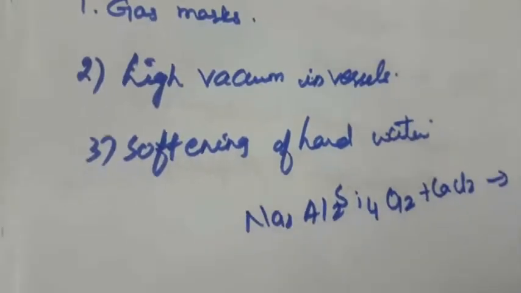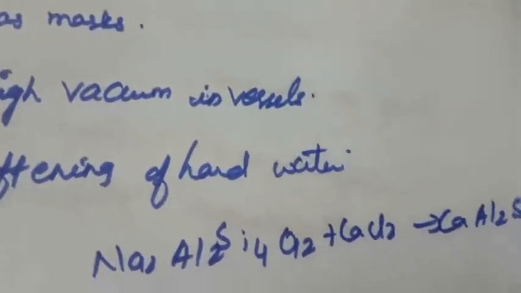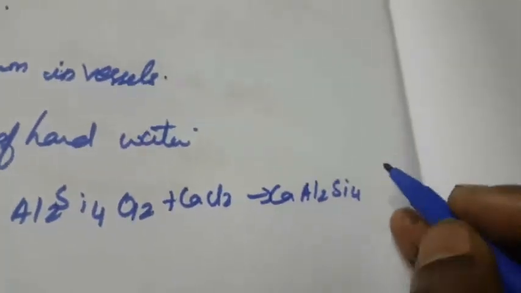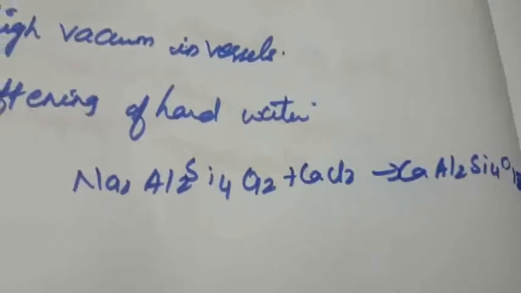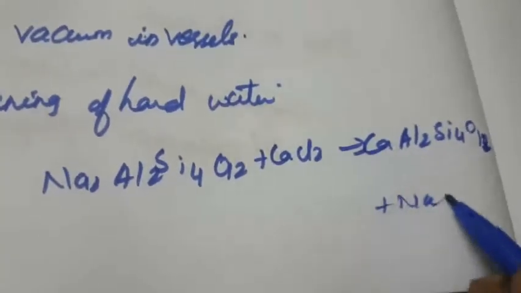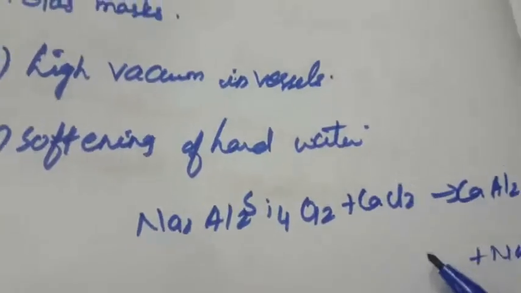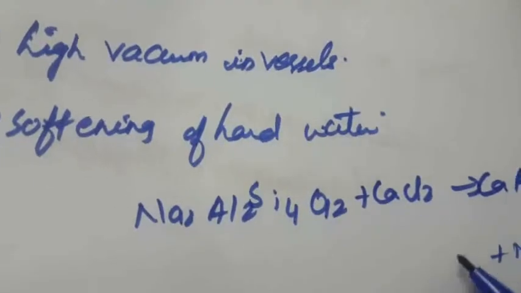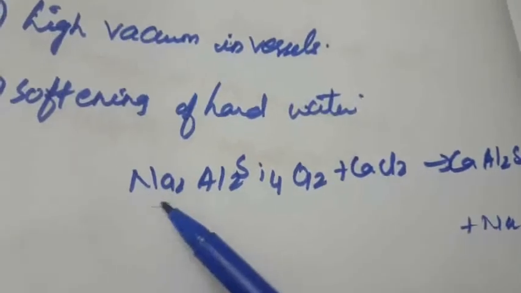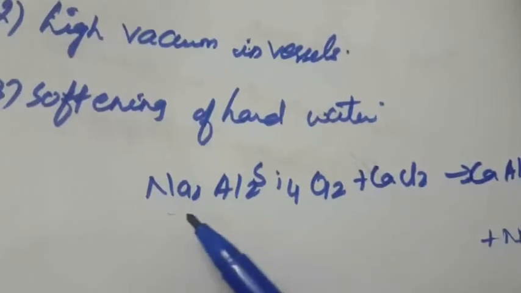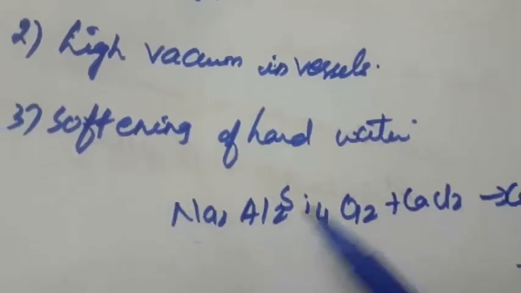So that is calcium aluminum silicate ion. Again, it will automatically react with sodium chloride, and again sodium aluminum silicate will be liberated. So after the adsorption, after the precipitation, it will be regenerated. That is sodium aluminum silicate, the zeolite bed. This also removes the hardness of the water, softening it.